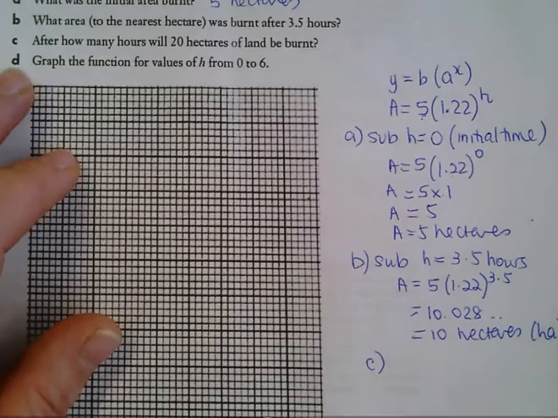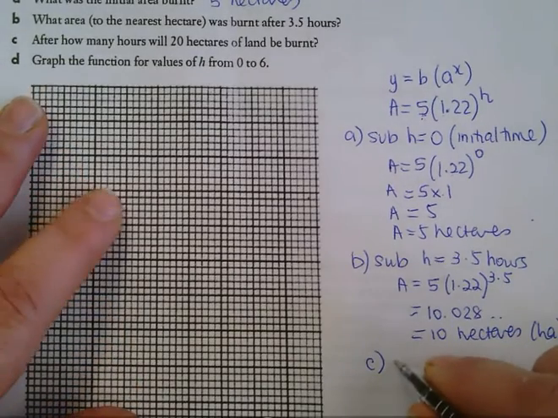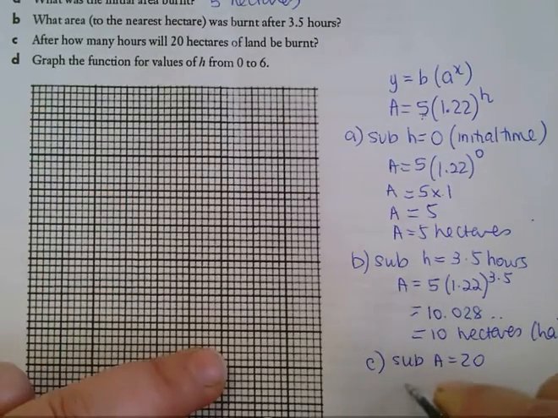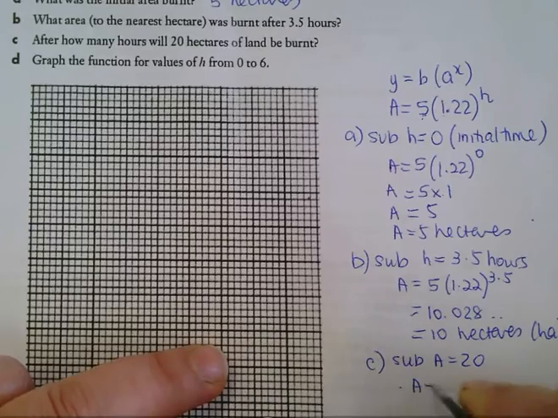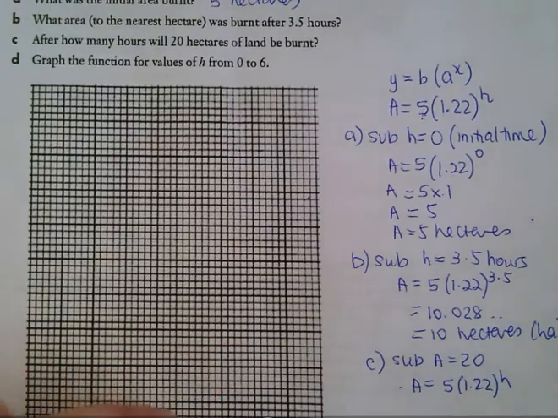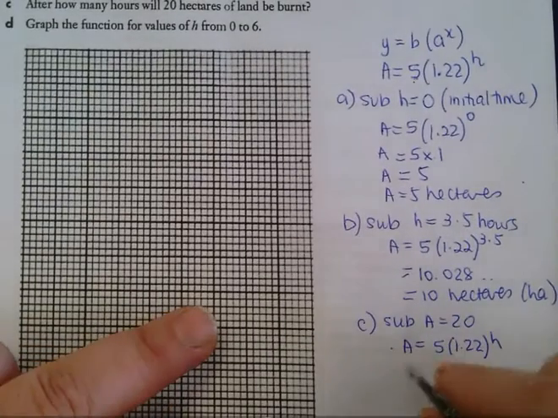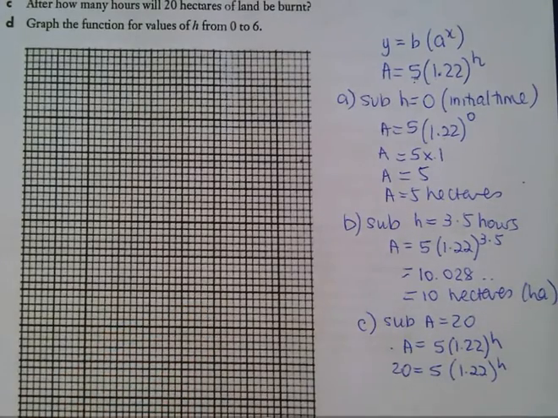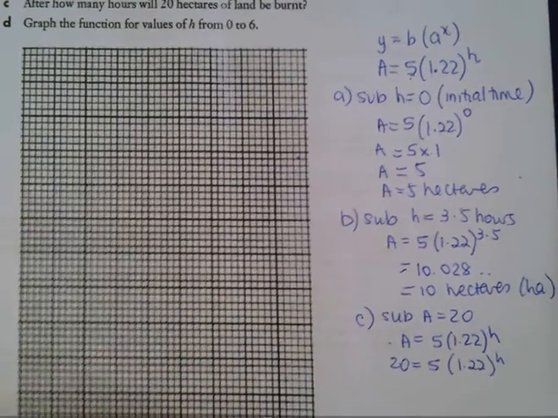Question C, after how many hours will 20 hectares of land be burnt? So we're subbing A equals 20 into the equation. Our equation is A equals 5 times 1.22 to the power of h. So we've got 20 equals 5 times 1.22 to the power of h. What is my next step here to solve this?